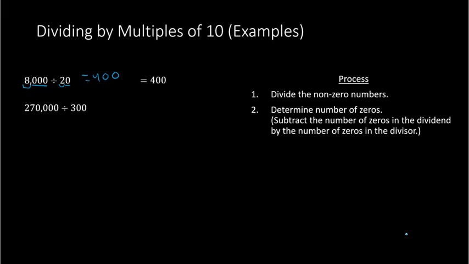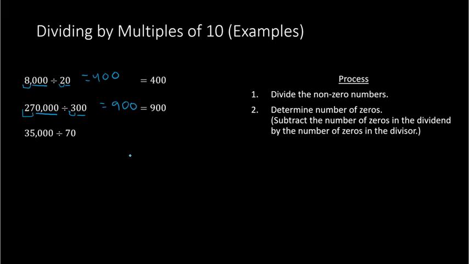Here is another example. We have 270,000 divided by 300. Again, we take the non-zero numbers, the 27 and the 3, and divide those. That gives you 9. Then here we have 4 zeros, and over here is 2. 4 minus 2 is 2. So we have 2 zeros, which gives you 900. So 270,000 divided by 300 is 900.